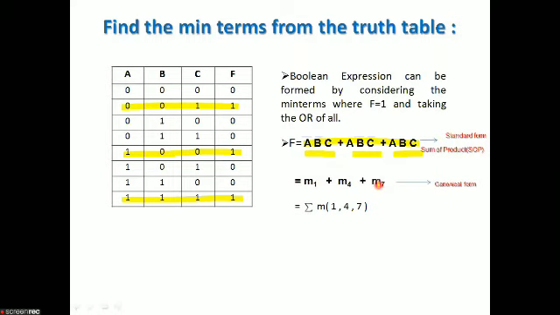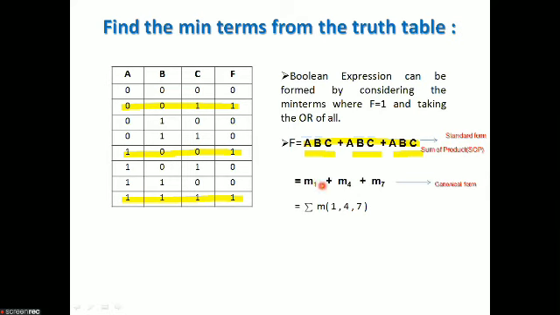What does each of these correspond to, which min terms? This is min term 1 because this is decimal value 1, that is 0, 0, 1. Next is A, B bar, C bar. This is 4. Next one is A, B and C, that is 1, 1 and 1. This is decimal number 7, so this is min term 7. So this is the combination of min term 1, min term 4 and min term 7.